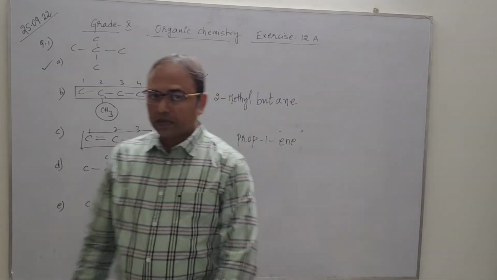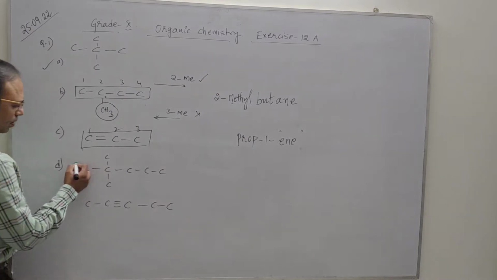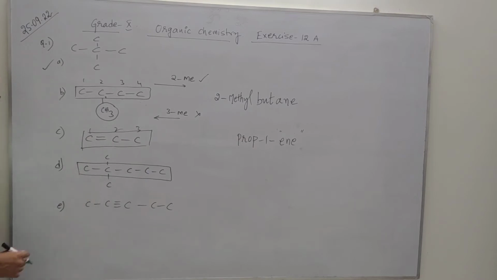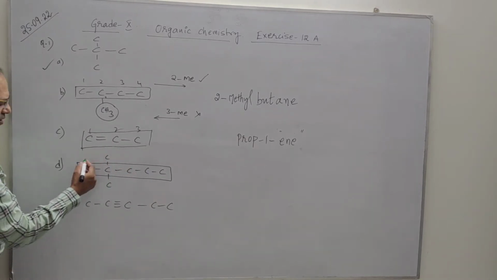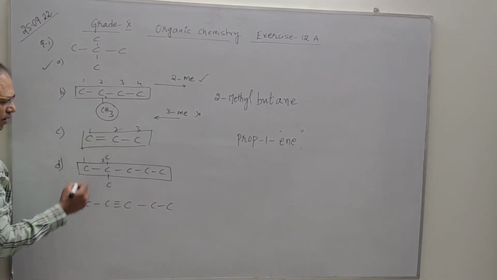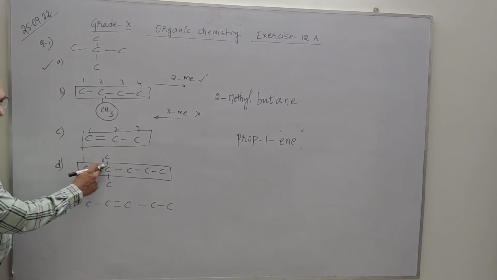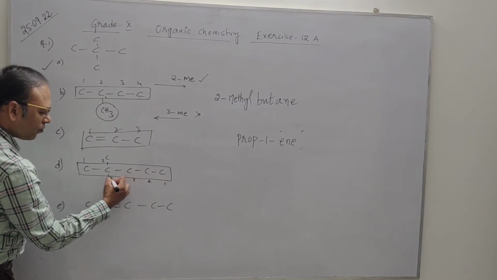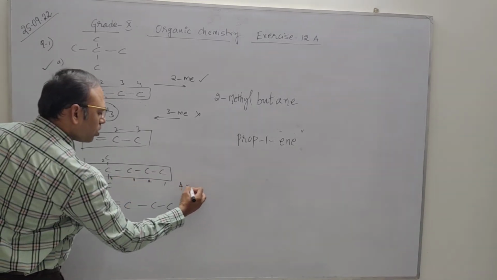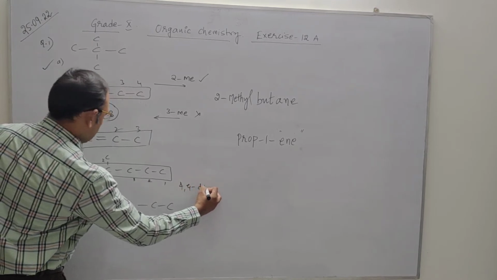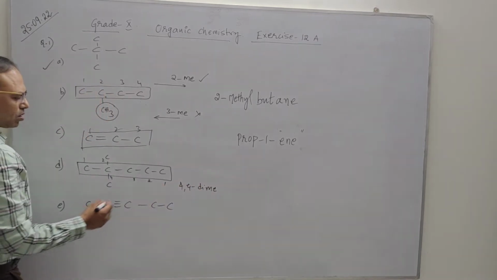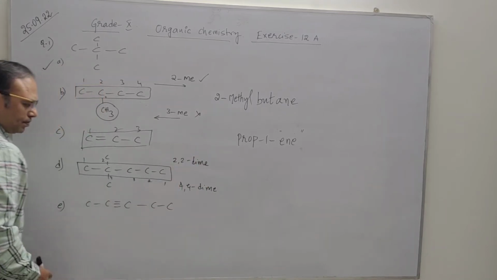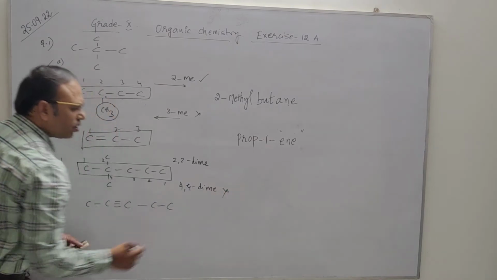Next one. Again select the longest chain. This will be our longest chain because 1, 2, 3, 4, 5 carbons are there. Now numbering from which direction will we give? Let us take from here. So now we have the least number 2. Suppose you give from this direction, it will become 4. So 4,4-dimethyl will be wrong because here you will get 2,2-dimethyl. So this we should not use.